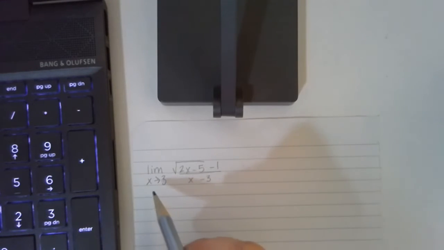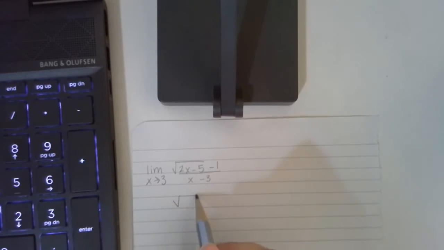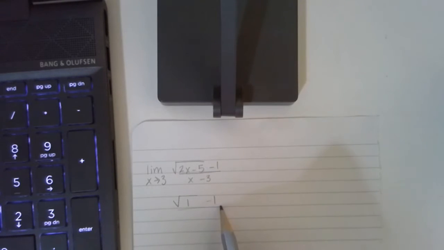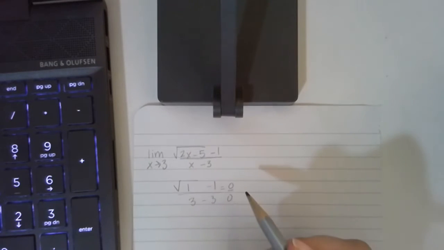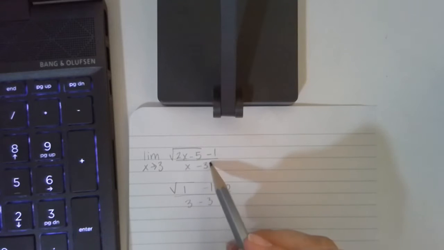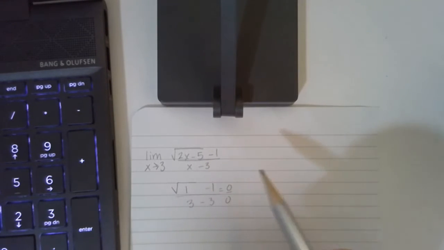So indeterminate meaning if it says x goes to 3 and we try to sub in a 3, we're going to get the square root of 6 minus 5, square root of 1 minus 1. That's going to give us a 0 in the numerator. And then if I sub in a 3 in the denominator, this is what's called the indeterminate form. You get 0 over 0 or infinity over infinity. And there's no factoring that you can do because it's not polynomial. It's not like x squared.